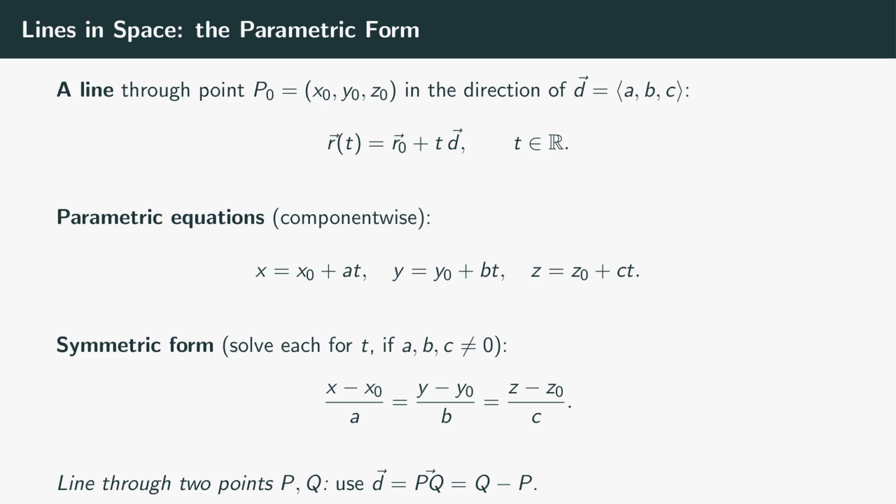As t sweeps from negative to positive, the point traces the whole line. If you solve each equation for t and set them equal, you get the symmetric form, a chain of three equal fractions. And if instead you are handed two points p and q, just take the direction vector to be q minus p, the displacement from one to the other.